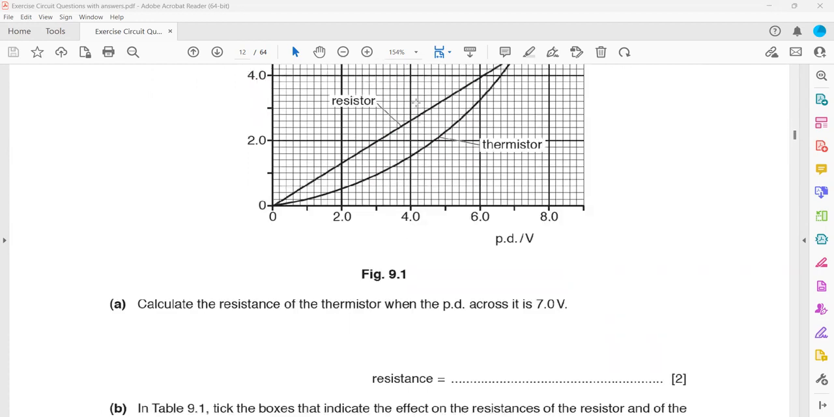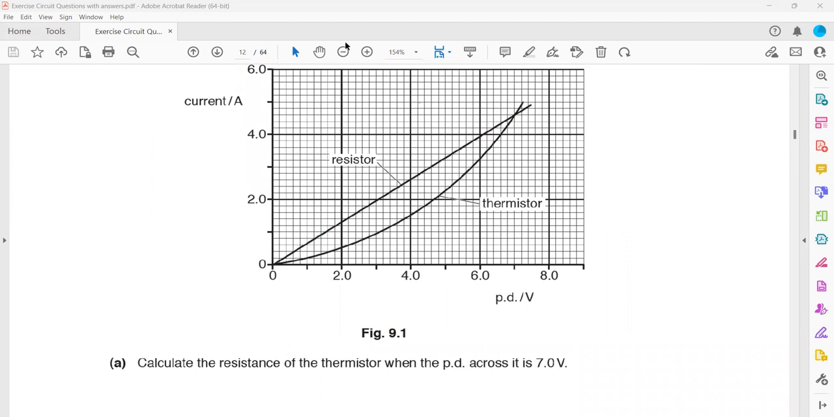The question is, calculate the resistance of the thermistor when the potential difference is 7. So how can we work this out when the voltage is 7? You just have to use your graph. This is 7. You draw a line from 7 and find how much current there is. On the y-axis, 10 boxes equal 2, so each box represents 0.2. So this will be 4.2, 4.4, and 4.6. So this will be 4.6.